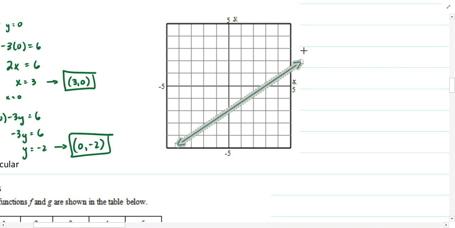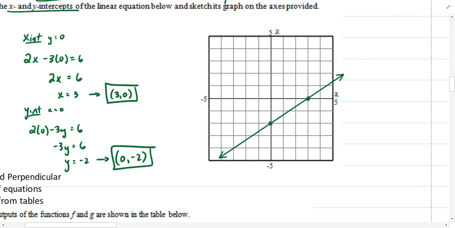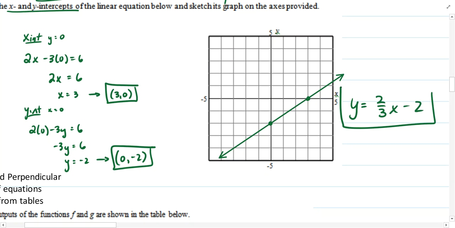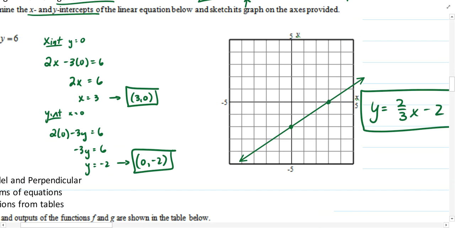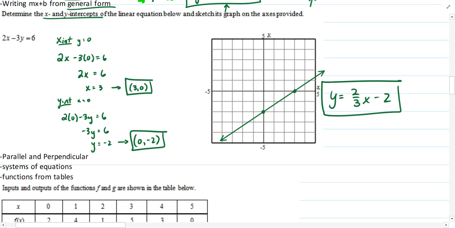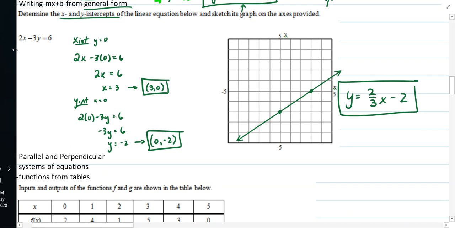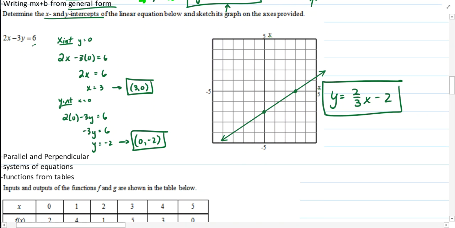And we've got a nice sketch of the equation that was provided to us originally. Also, I would argue that we could create the slope-intercept form fairly quickly from this too. We know that the slope is 2/3, the y-intercept is negative 2, and by looking at the graph, we now have the slope-intercept form of the equation, and we didn't actually have to apply any algebra to the original problem to obtain that result.